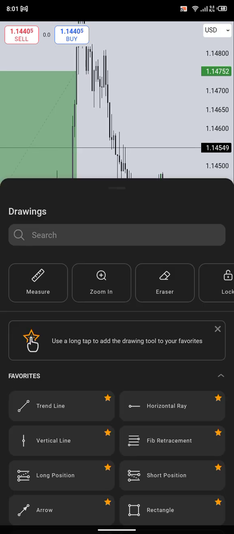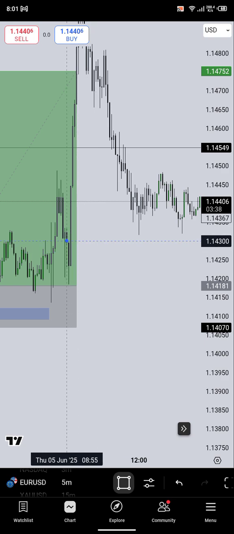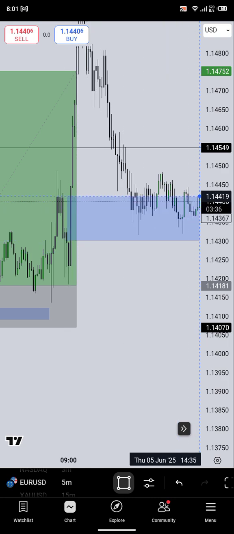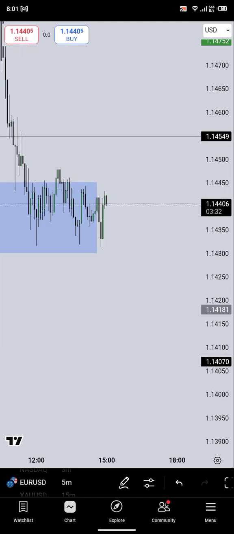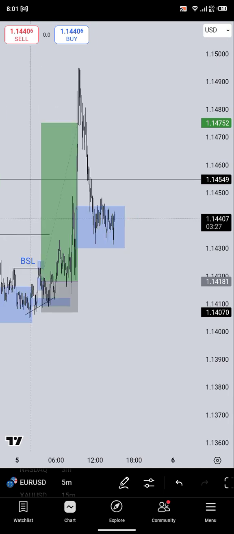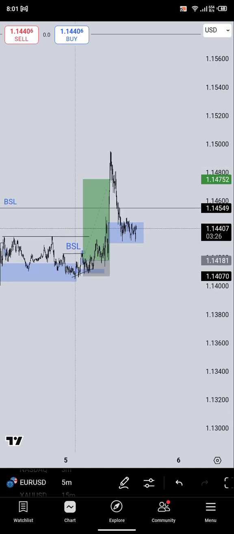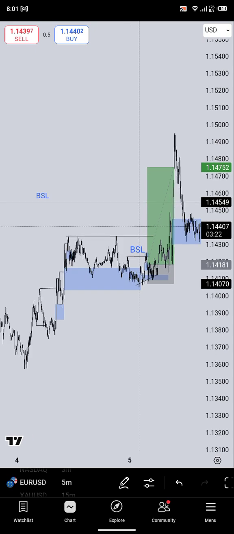And notice here this fair value gap. When price dropped, you can see price just hanging around that place. So yes, that's it. And this was how we got the trade on EURUSD.